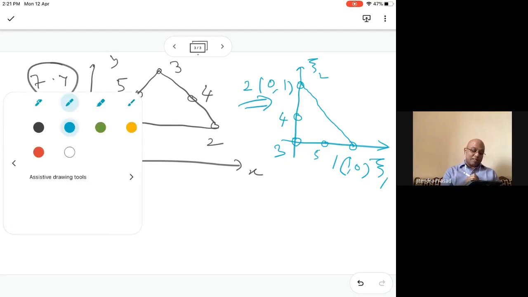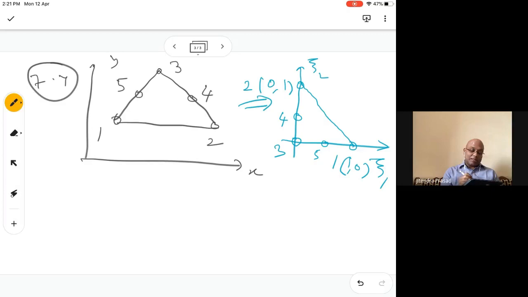Coordinates also we can write. So the coordinate for 4 is 0, let's say half. And for this one it will be half and 0. We are assuming this to be exactly in between this.